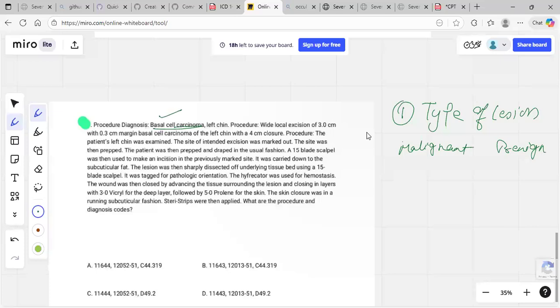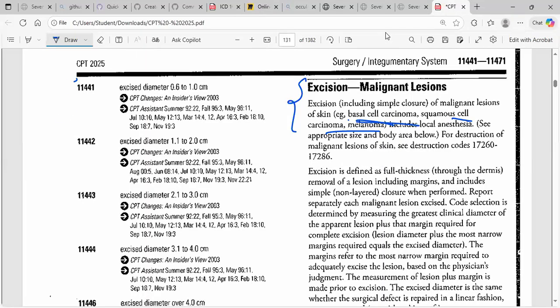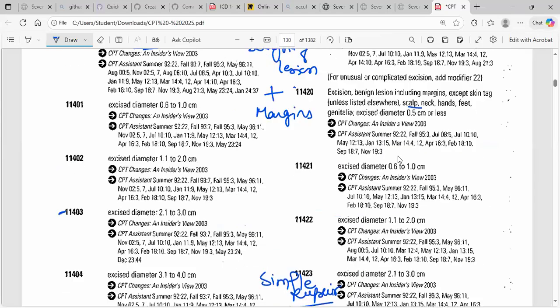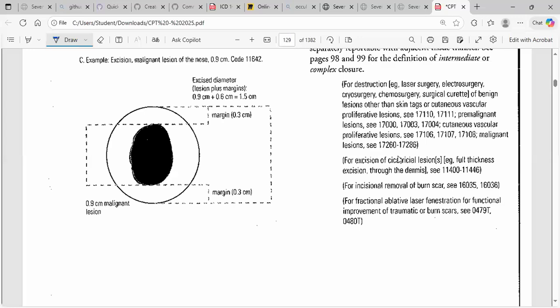Once you have identified the type of lesion, you have to determine the length of the lesion, because all our excision codes are based on the diameter as well as the anatomical classification. This is the anatomical classification. So once you determine the anatomical classification and the lesion diameter, to calculate the actual excision diameter, you have to calculate the lesion diameter. Then you have to add the margins.